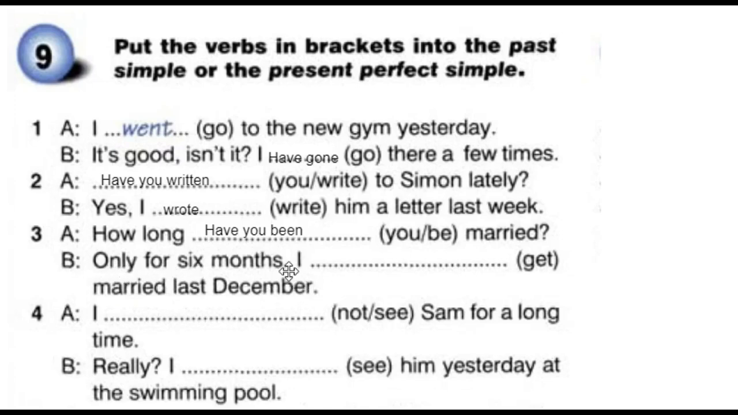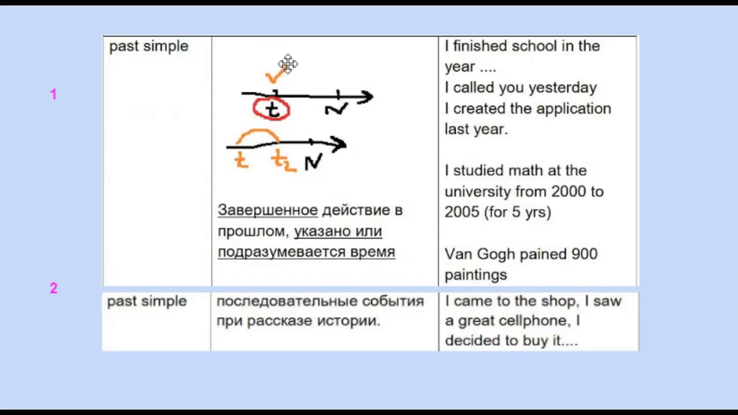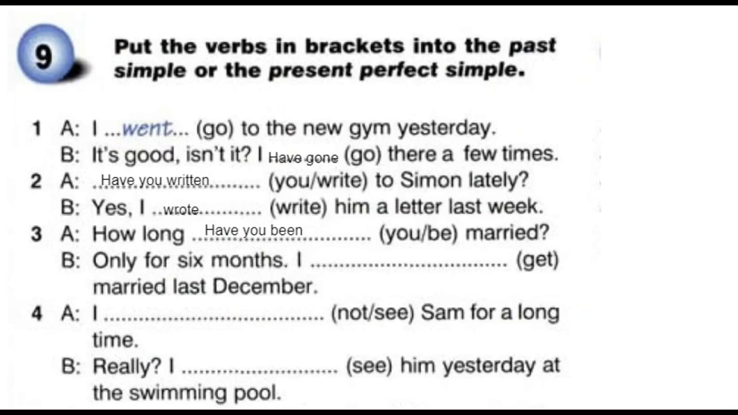Only for 6 months. He has been married for 6 months. Or she has been married for 6 months. Оженився чи вийшла заміж last December. So, this is the exact time. We use past simple. The exact time of action. Okay? So, we use past simple. Okay, let's write here. Got married. Got married.